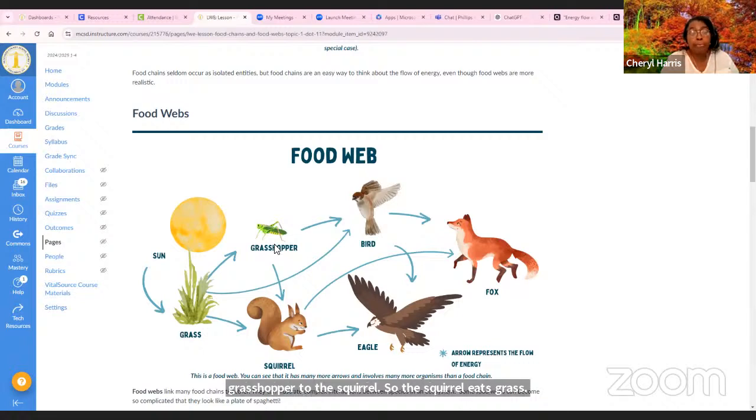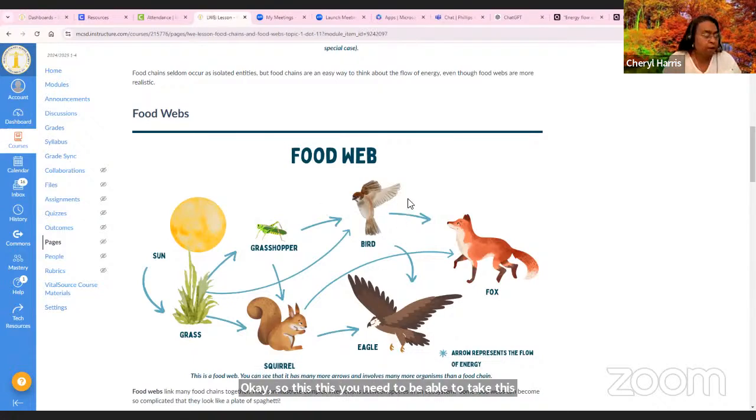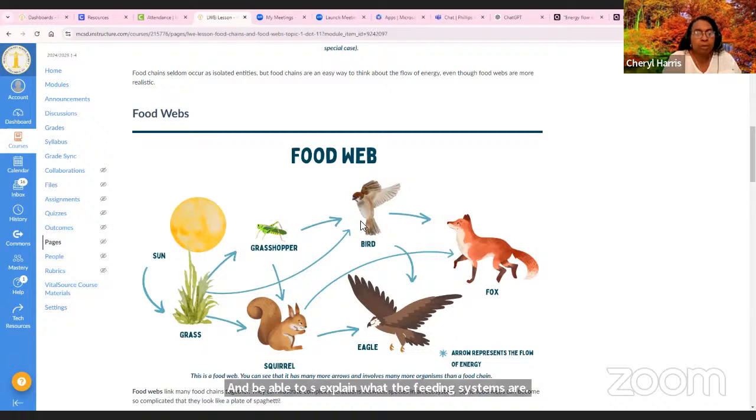Okay. As far as the squirrel, actually the bird is also eating. There are arrows pointing from the grass to the bird. So the bird is eating the grass. The bird is also eating the grasshopper. So you need to be able to take this picture and translate it like that. You need to be able to follow each of the arrows and be able to explain what the feeding systems are.